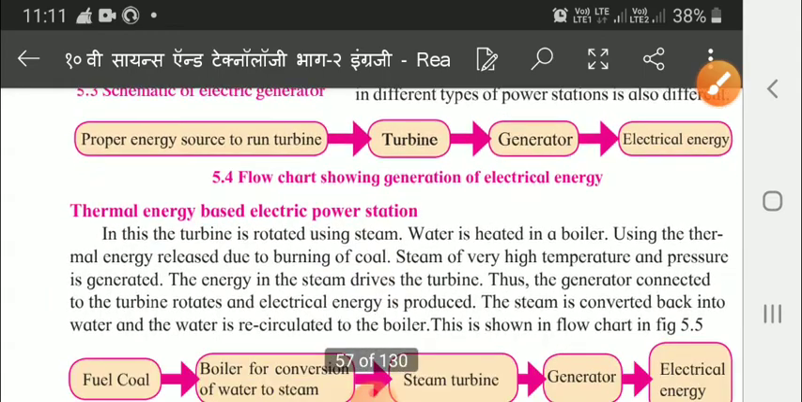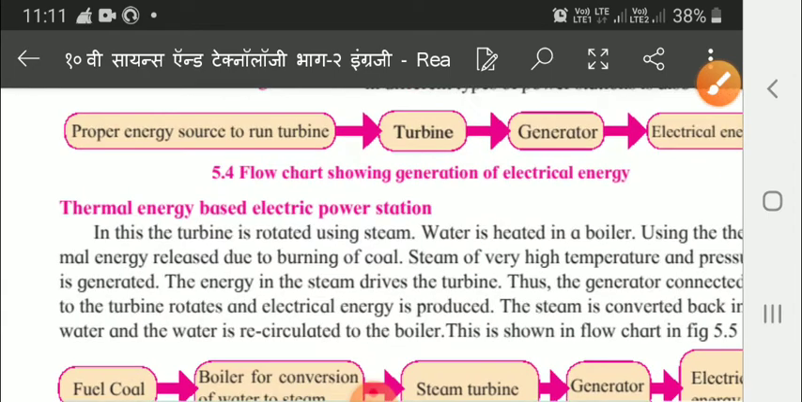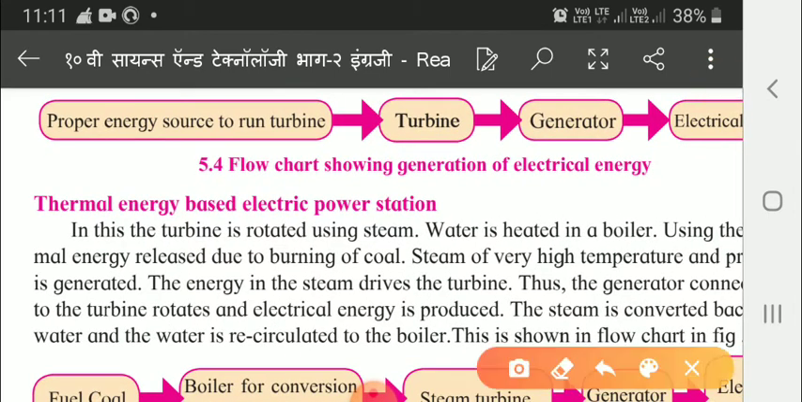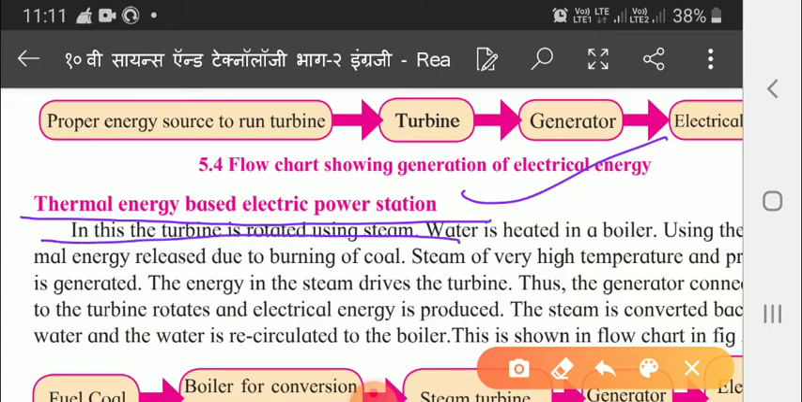So let us start with the thermal energy based electric power station. Here the turbine is rotating using steam. This point you have to underline. What is used here to rotate the turbine? Steam is used. Water is heated in a boiler using the thermal energy released by burning coal. First they burn the coal, then the water gets heated, and due to that steam is formed, and the steam rotates the turbine.